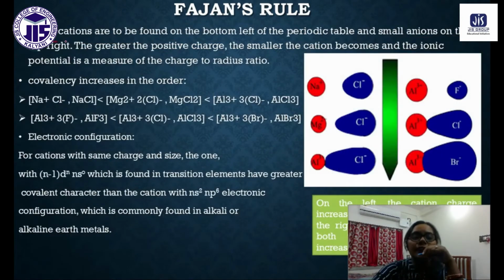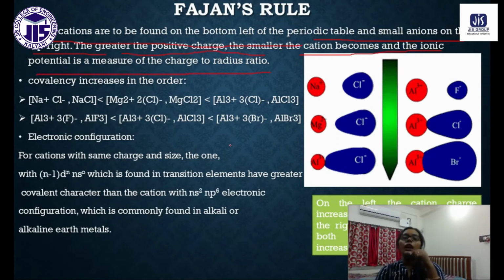Next, the large cations are to be found on the bottom left of the periodic table, and small anions on the top right. Already we know that if we go down a group, the size will increase, and if we go right along the period, the size will decrease. The greater the positive charge, the smaller the cation becomes, and the ionic potential is a measure of the charge to radius ratio. Obviously, that is why the covalency increases in this order.